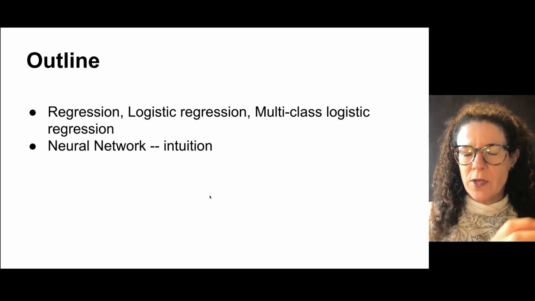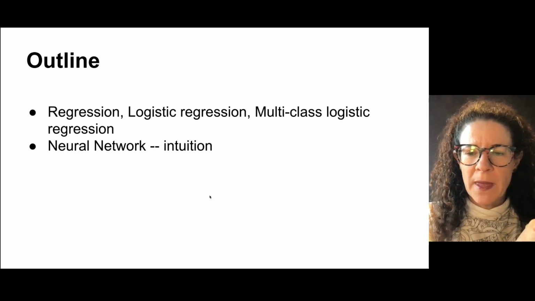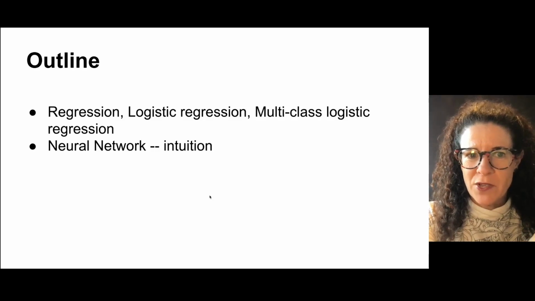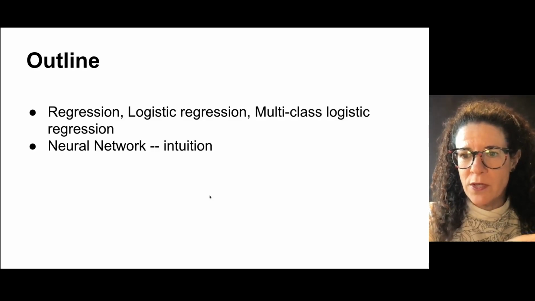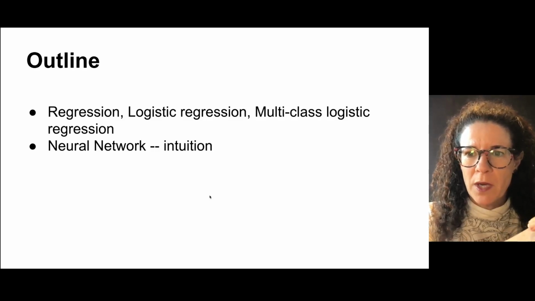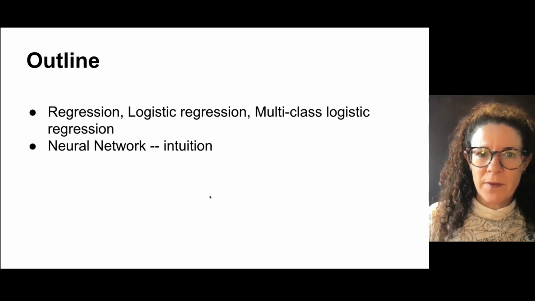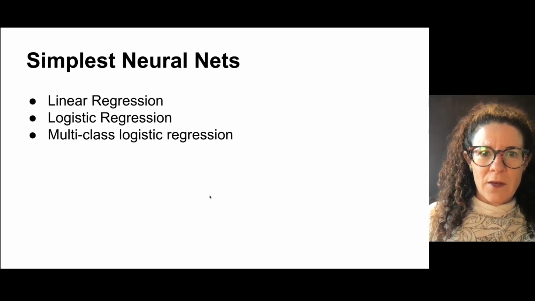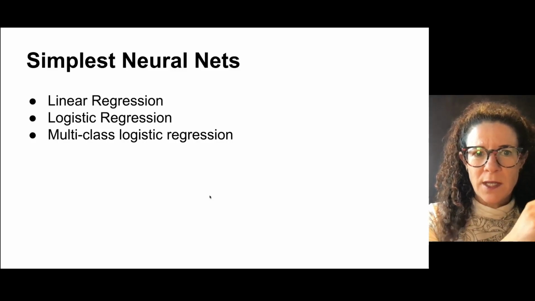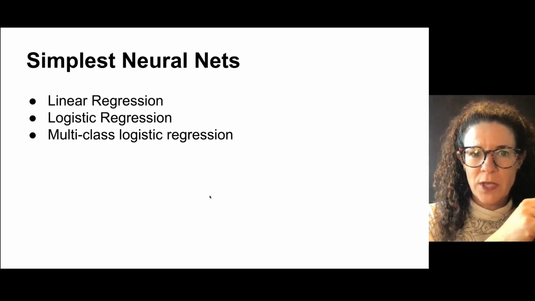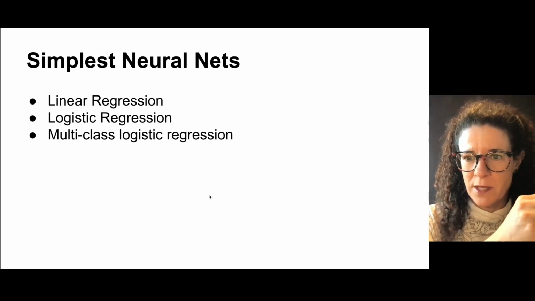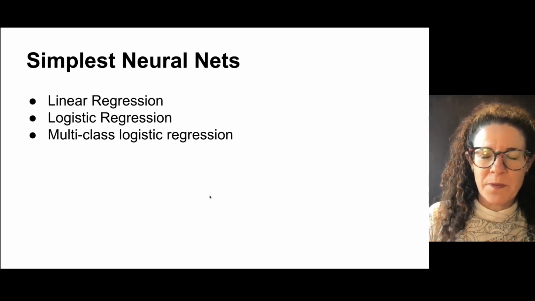So I'm going to first start by reviewing regression, logistic regression, and multi-class logistic regression, which are the simplest neural networks, and finally talk a bit more about the intuition behind neural networks. So linear regression, logistic regression, and multi-class logistic regression are the simplest neural networks. So let's start talking about them.